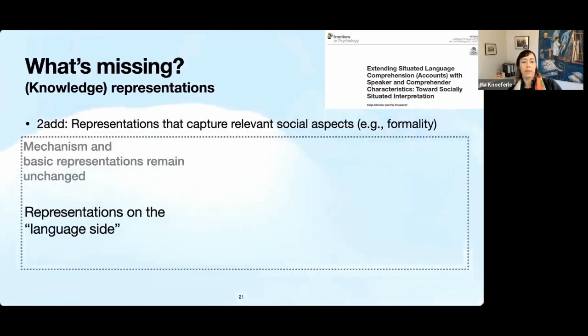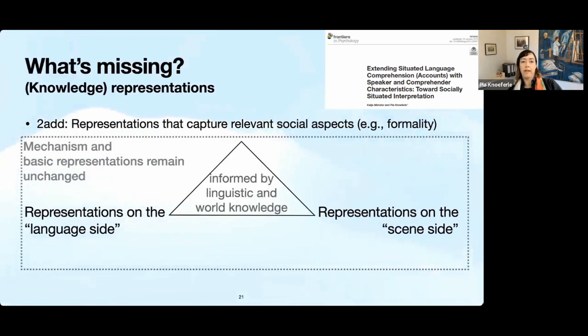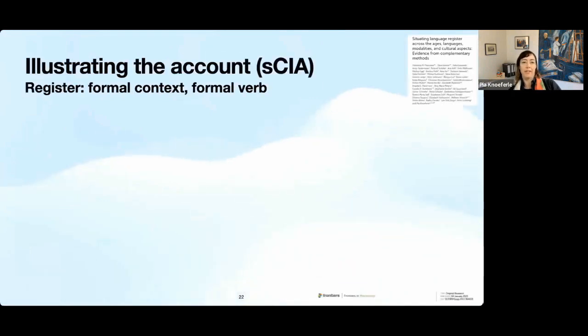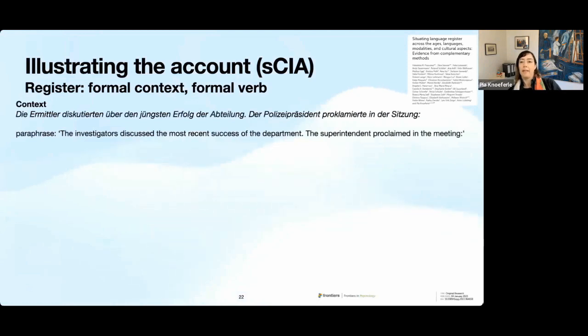You've still got representations on the language side, representations on the scene side, you have linguistic and world knowledge coming into play, and an attention mechanism relating the two. So we sort of need to bring in the representations regarding register into the account. And I'll give you an example of the sorts of contexts that we've looked at in our research here.